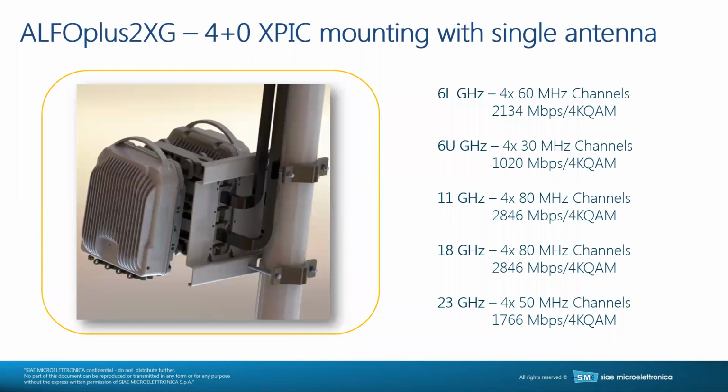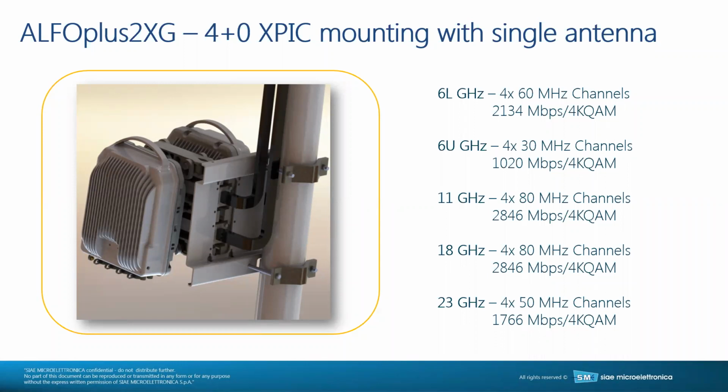Okay. With the ALFOplus2, we have a number of customers that are also deploying these in what we call a 4+0 configuration. So we're taking 2 ALFOplus2 radios, marrying them or sandwiching a coupler in between them, and then running some flex waveguide to an antenna. And in that case, it actually doubles the capacity over the single path. Here in the U.S. anyway, at 6 lower, we're allowed up to 60 meg wide channels. So with 4 60 meg channels, we just get over 2 gigabits throughput at 6 gigahertz, which is phenomenal to think about. Even 5-10 years ago, we wouldn't be able to do that.